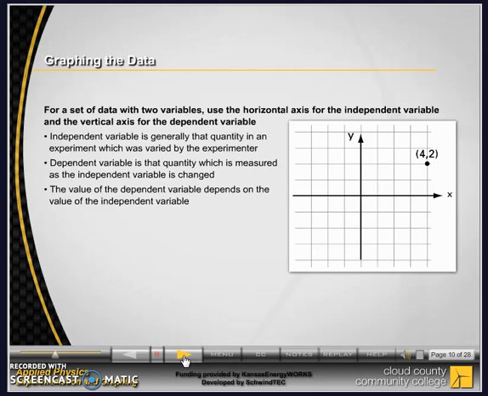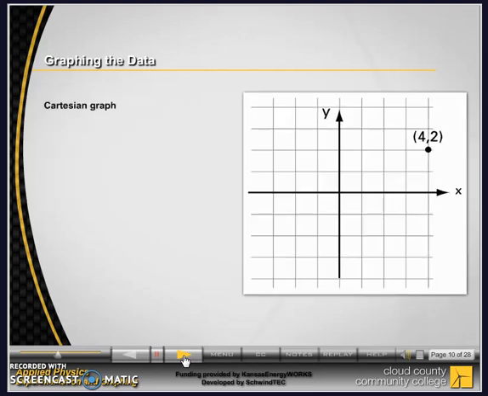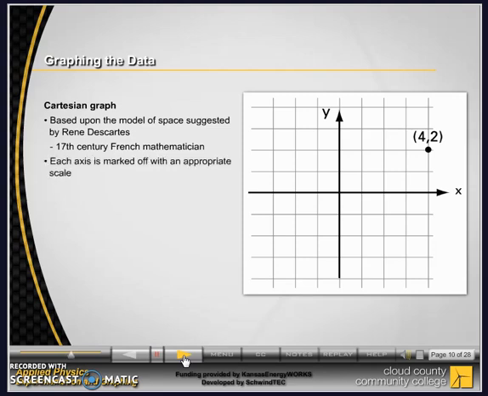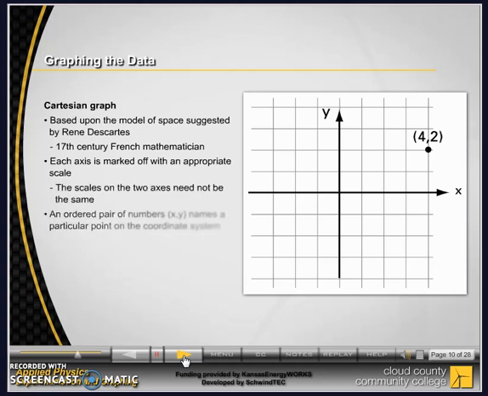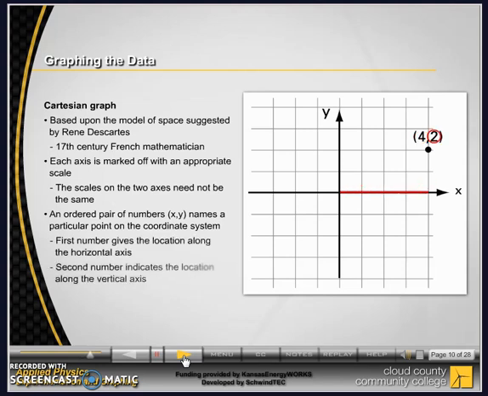The type of graph that we shall use is called the Cartesian graph, since it is based upon the model of space suggested by René Descartes, a 17th century French mathematician. Each axis is marked off with an appropriate scale. The scales on the two axes need not be the same. An ordered pair of numbers, x and y, names a particular point on the coordinate system. The first number gives the location along the horizontal axis, while the second number indicates the location along the vertical axis. As an example, the point 4, 2 has been plotted on the coordinate system.